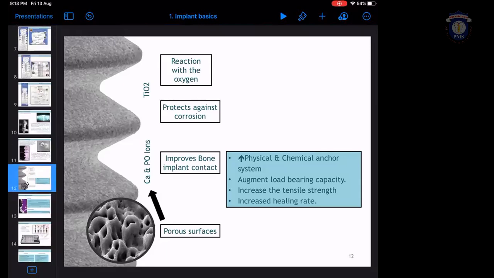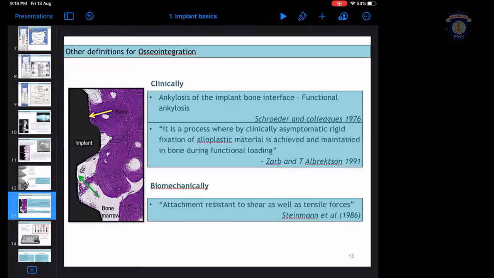Also, we treat the surface of the implant with some chemical or thermal methods or machining, which helps to improve the bone to implant contact by making micropores. Okay, so it can improve the physical or chemical anchor system, which augments the load bearing capacity, increases the tensile strength, and also increases the healing rate. Okay, that is, surface treatment can increase the stability and longevity of the implants. Okay, these are other definitions of osseointegration.